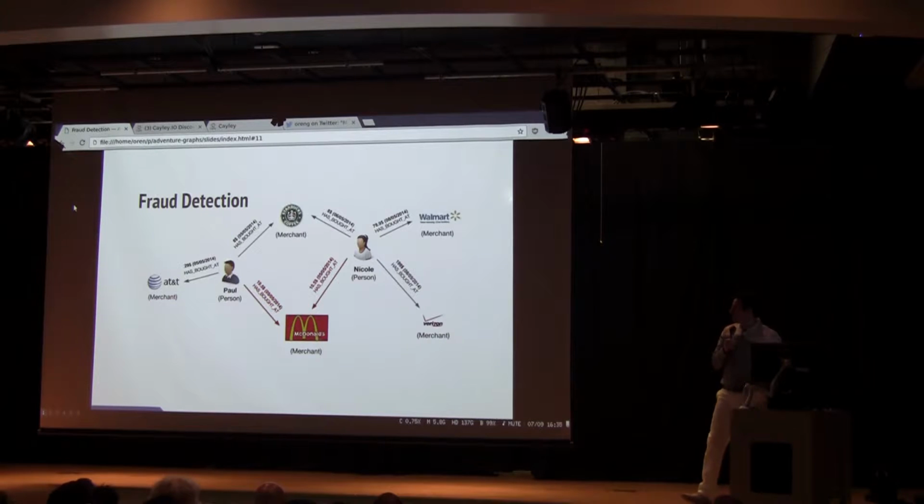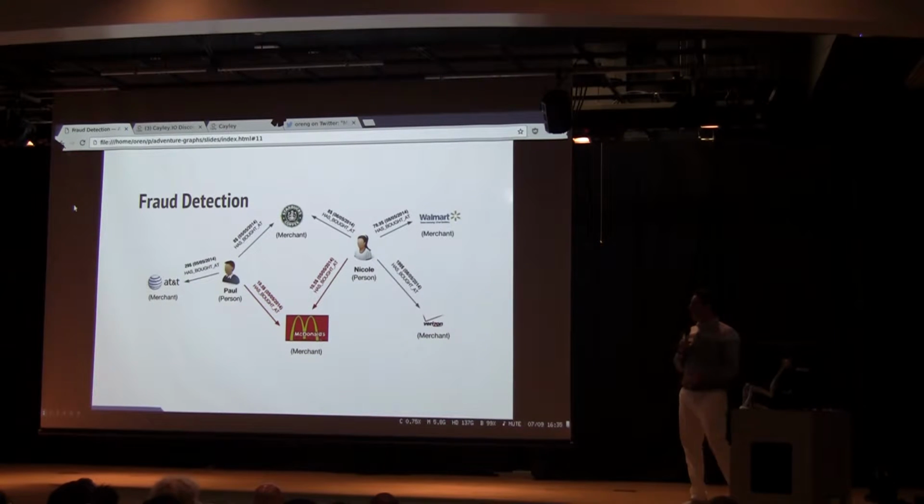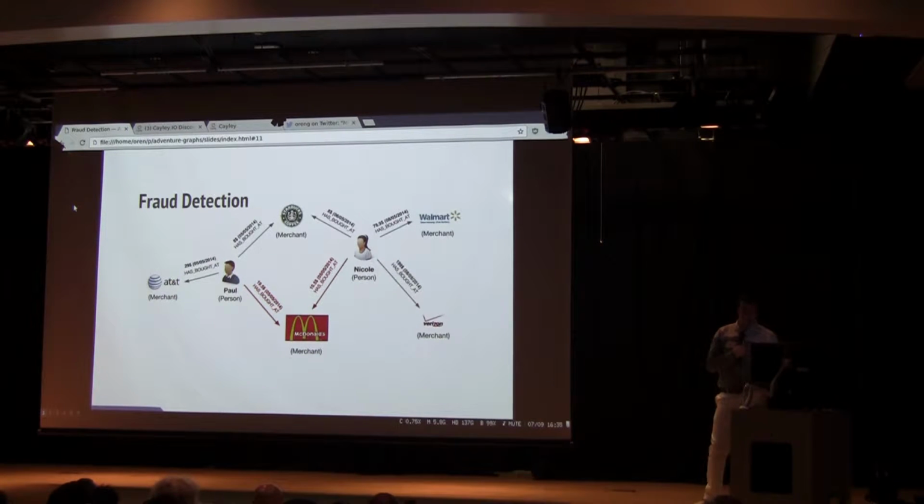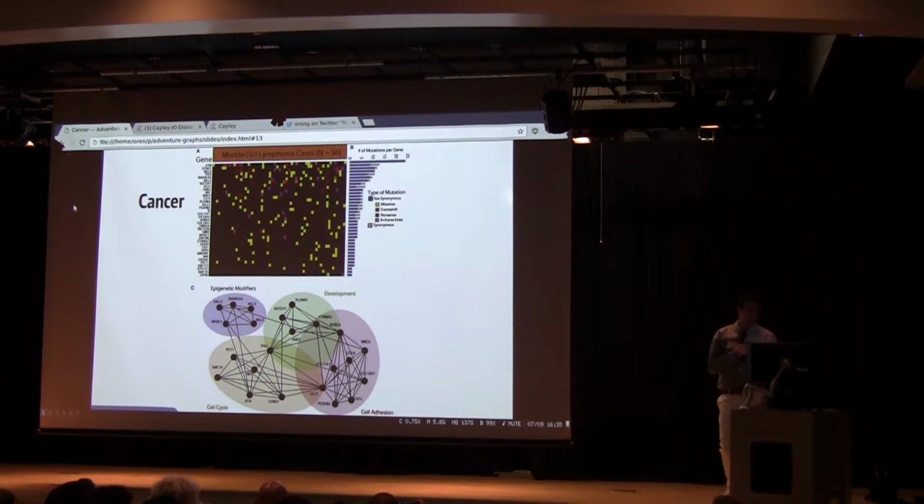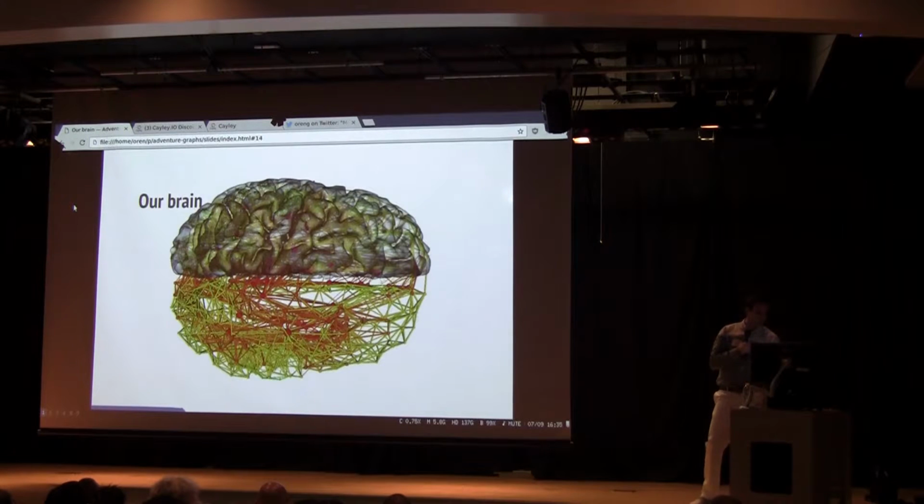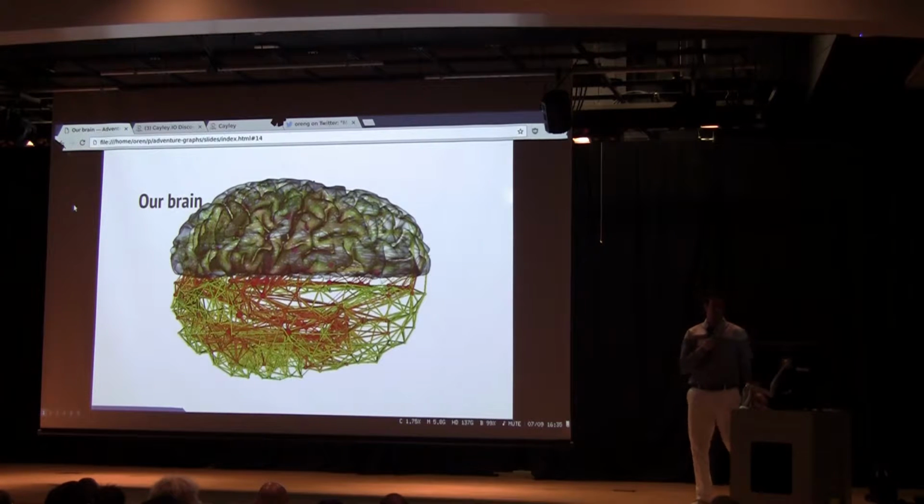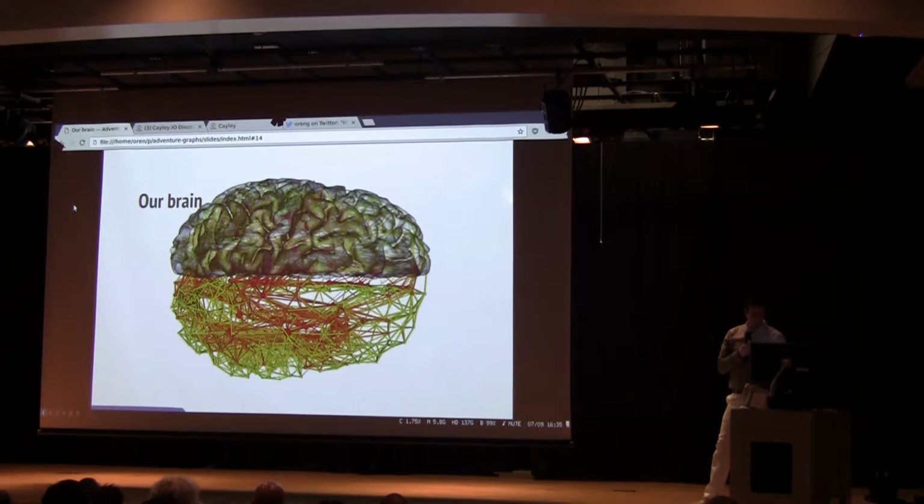Fraud detection: there's a bunch of companies that are already using graphs to detect abnormal activity that they want to alert you about. And in biology, for cancer treatment and mapping the expansion of cancer cells in your body, for example, it's a pretty good fit for graphs. And that's our brain, basically connected nodes in a big giant graph.